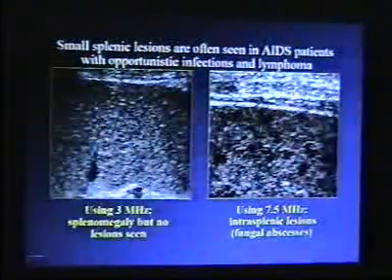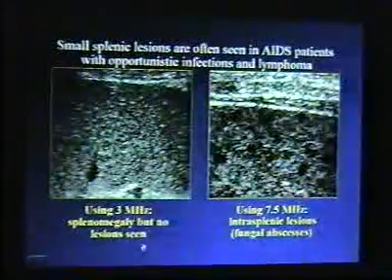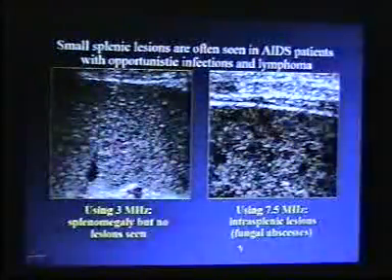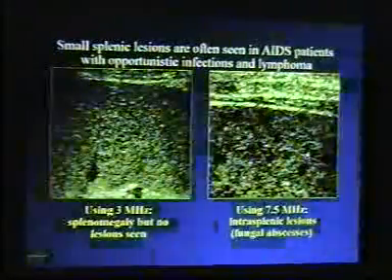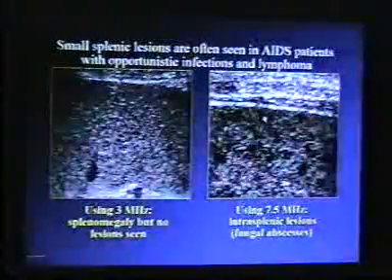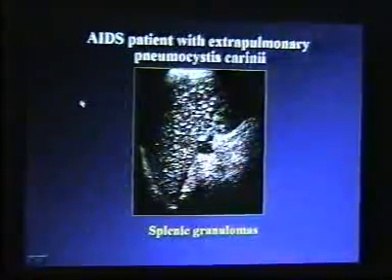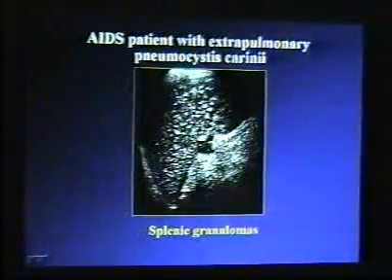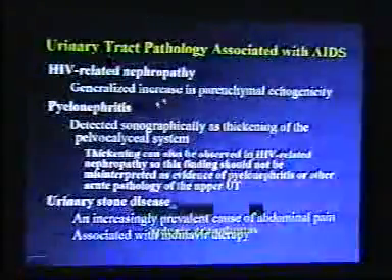Here is a scan of the spleen with 3 MHz showing splenomegaly, but no lesion was seen. But when we scanned with a 7.5 MHz frequency probe, intrasplenic lesions, which were fungal abscesses, were visualized. So be careful while scanning AIDS patients. In AIDS patients with extrapulmonary Pneumocystis carinii, we can see the granulomas, which are the splenic granulomas.